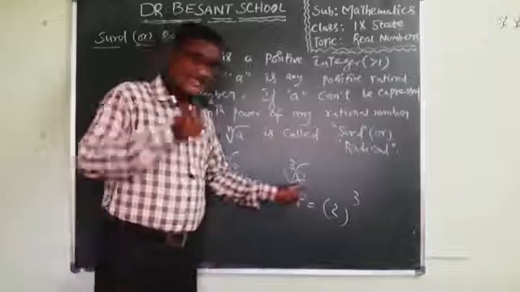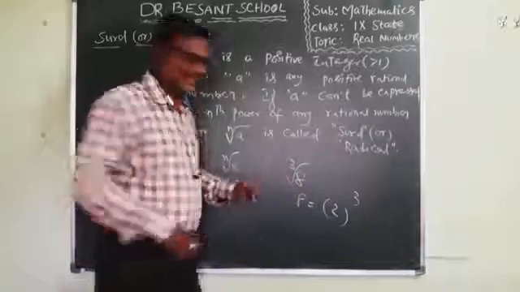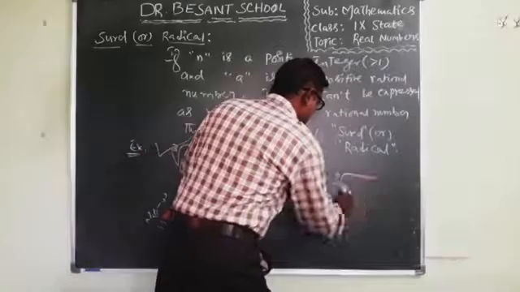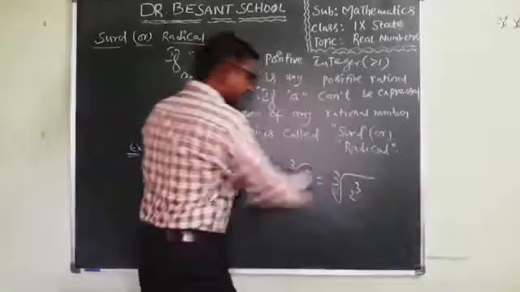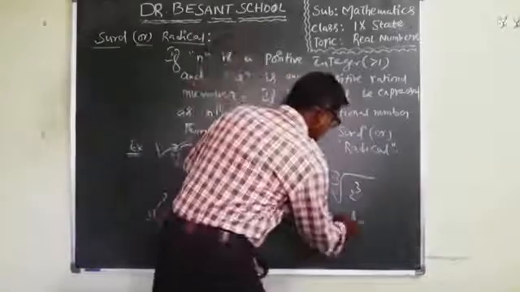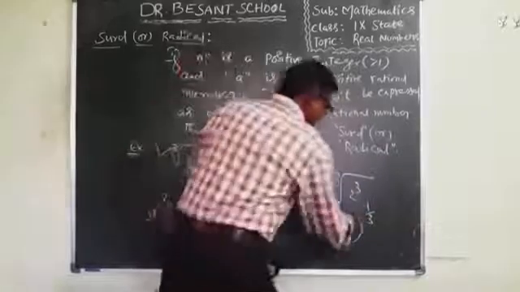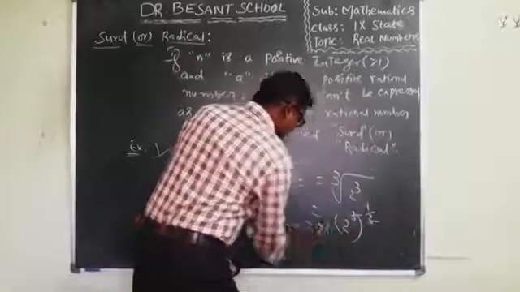Why? Because 8 can be written as the third power of some rational number. So if you simplify cube root 8, that is equal to cube root of 2 cube. 2 cube is 8. Cube root means power 1 by 3. 3 and 3 cancel. This is 2 power 1, which is equal to 2.